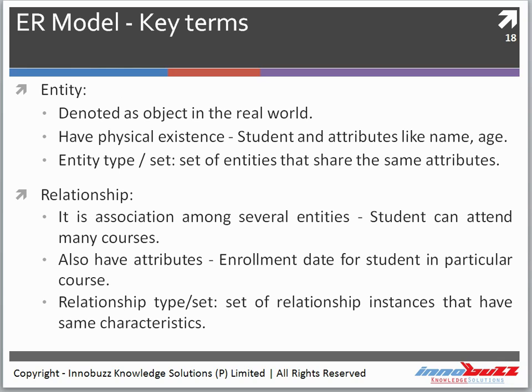Key terms in ER models. Entity, as we said before, denotes an object in the real world and as such has physical existence. An entity has attributes. Relationship, also as we said, between two entities there could be a relationship, and this defines the model.